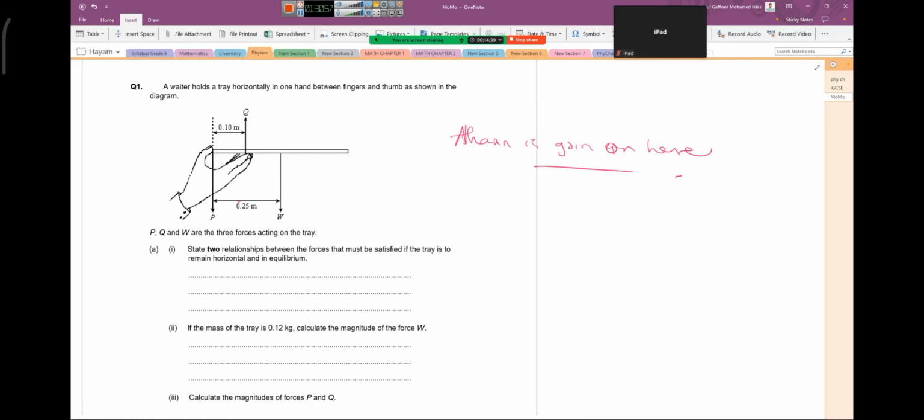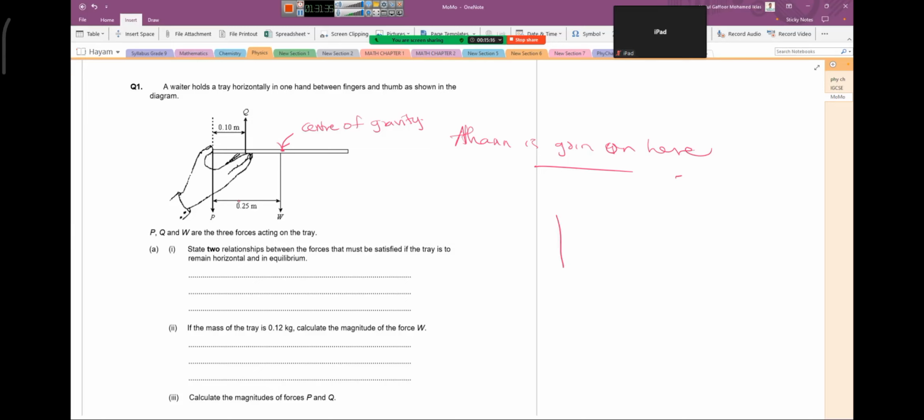A waiter holds a tray horizontally in one hand between fingers and thumb as shown in the diagram. So now the tray is being held by the waiter. The weight of the tray will act on the center of gravity. What is the center of gravity of the tray? Since the tray is a flat object, it acts in the middle of the tray. So this is the center of gravity. Can you identify that?